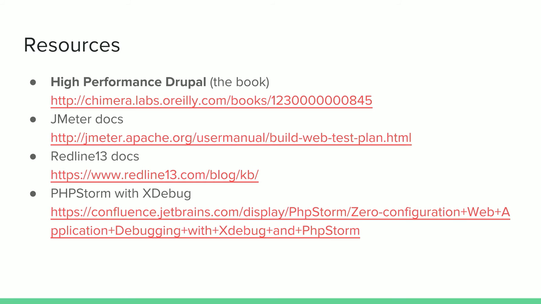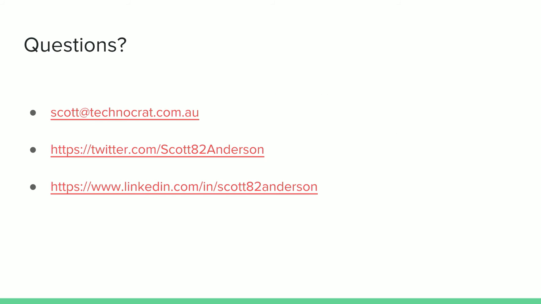A few resources. There's a book, if you haven't seen it, you can buy online, High Performance Drupal. It's a great overview of all the basics for how to get your Drupal site running fast in high traffic environments. There's also plenty of info on JMeter, Redline, and debugging with PHP Storm if you've never done that. And yeah, that's all. Any questions?